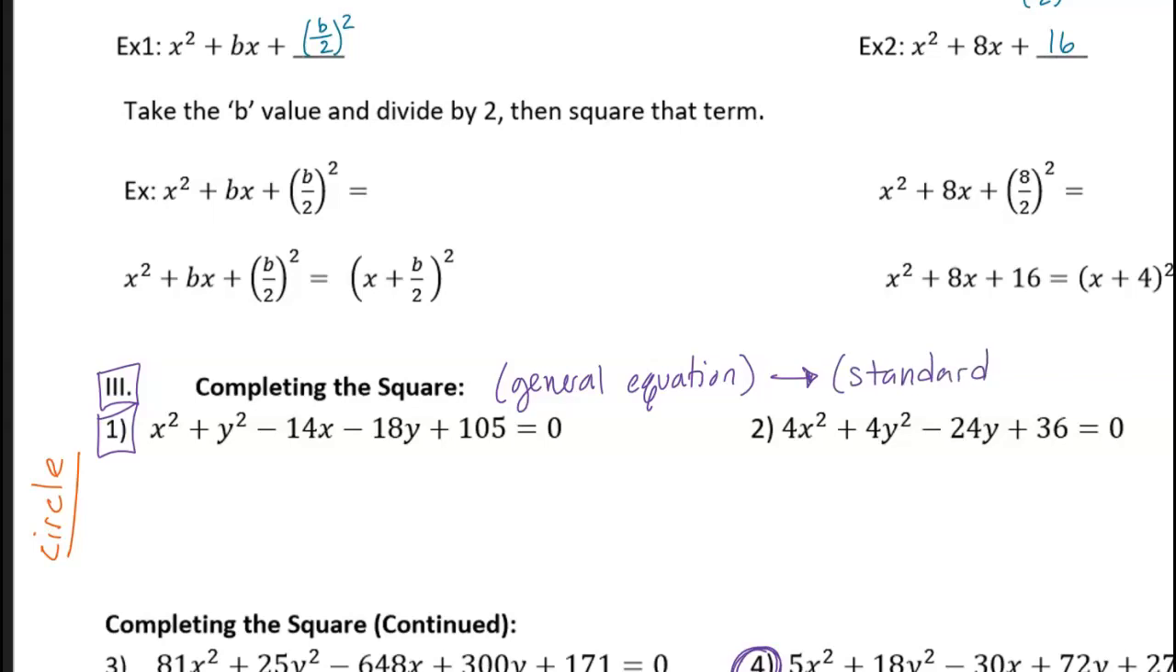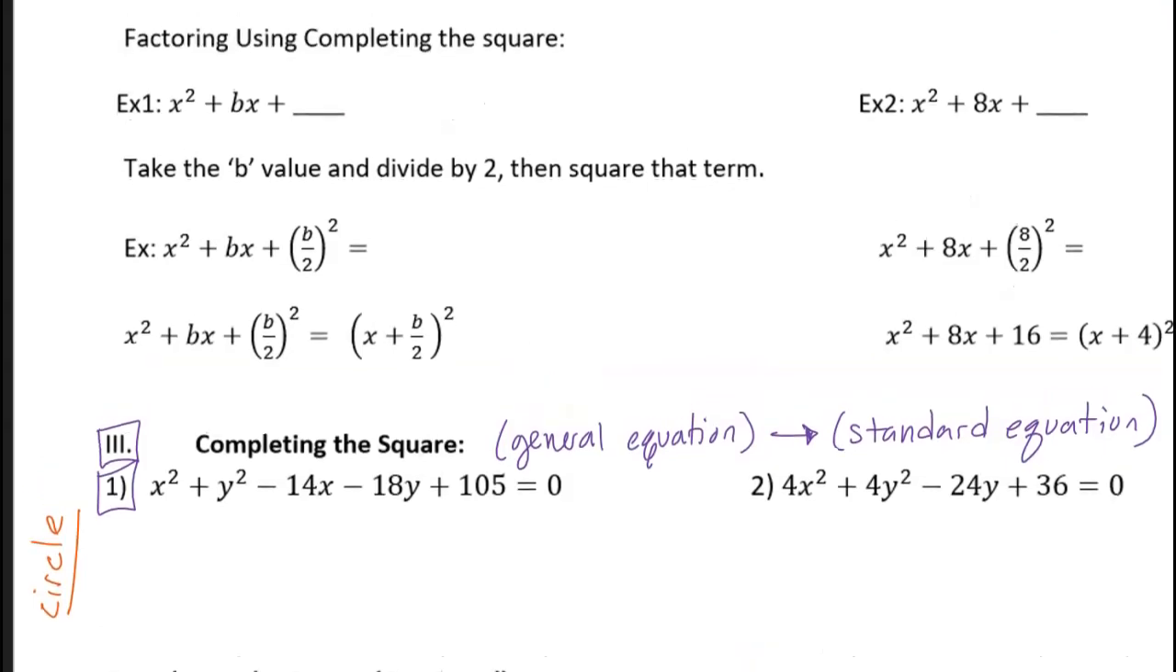The only way to do this is by completing the square, which we did do in Algebra 2 with quadratics. Now, to complete the square, what you're basically doing is you're taking a quadratic, which we're going to turn the circles into 2 quadratics. You take a quadratic and you add something into the quadratic so that it can be factored into a perfect square.